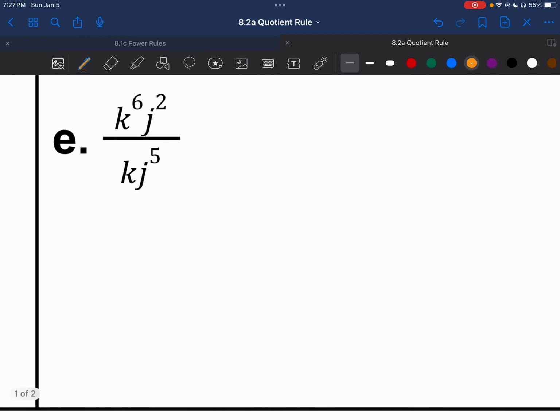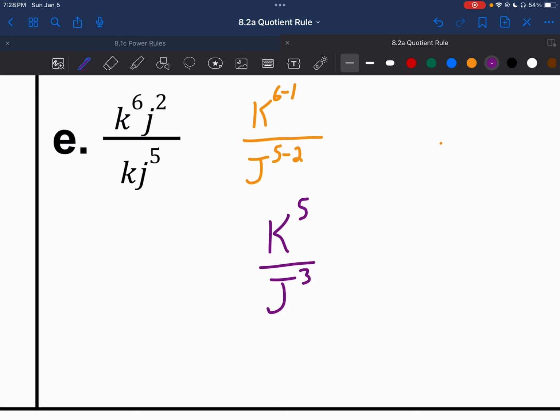Letter E. k to the 6th, j to the 2nd over kj to the 5th. So we start with our fraction. Where do I have more k's? I have more k's on top. 6 minus 1 is 5. J, where do I have more j's? I have more j's on the bottom, so we have j to the 5 minus 2. All right, and when we simplify that, we've got k to the 5th power over j to the 3rd power.